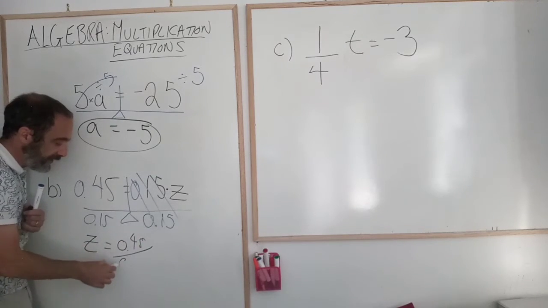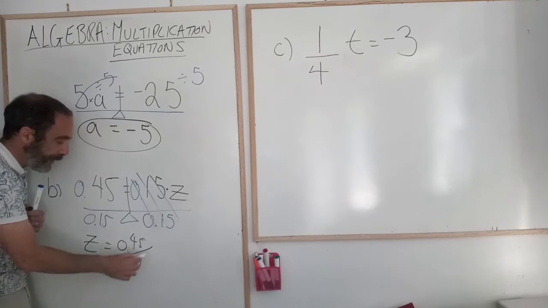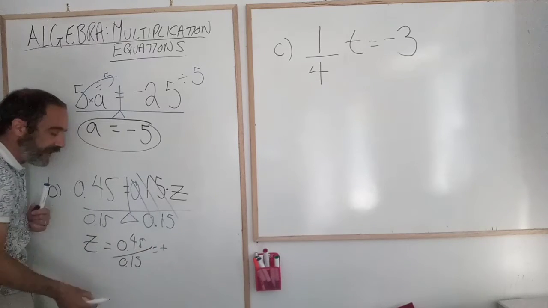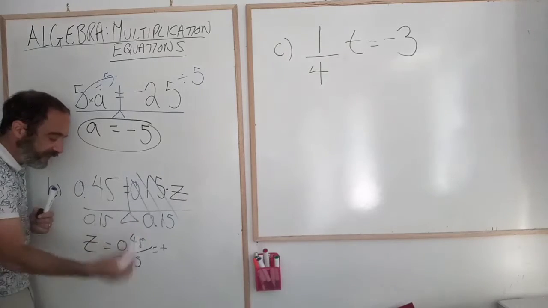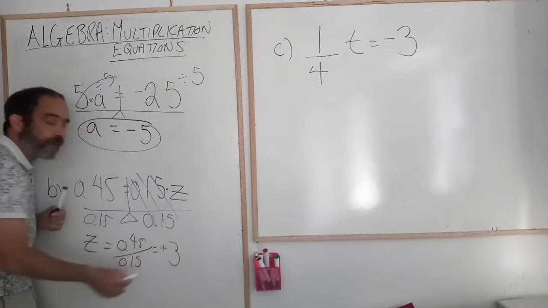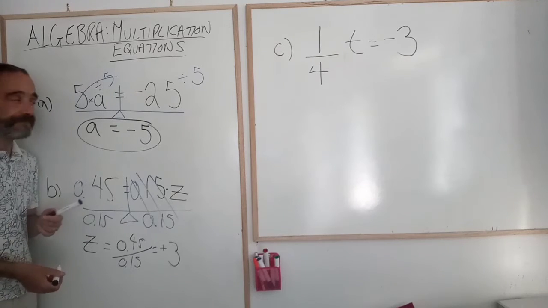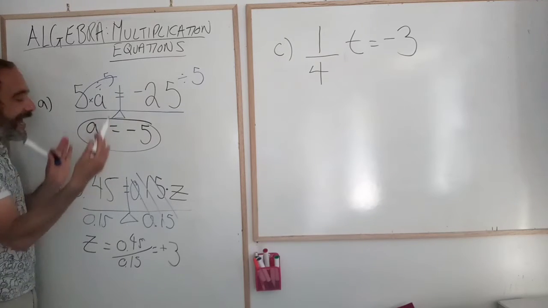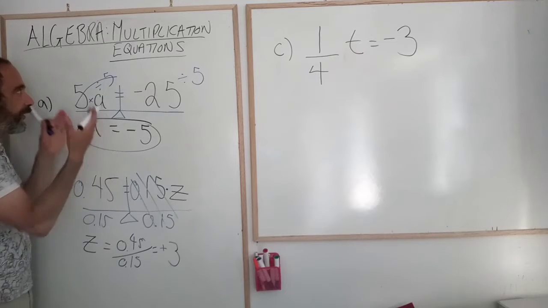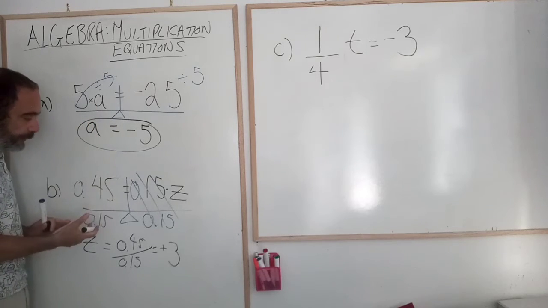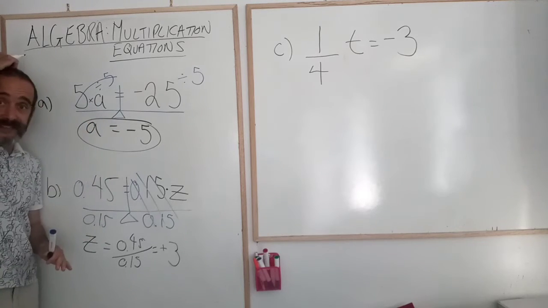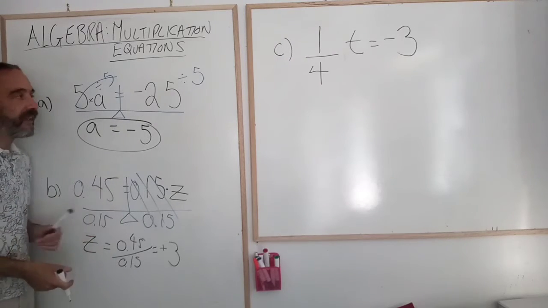0.45 divided by 0.15, a positive divided by a positive is a positive, and 0.45 divided by 0.15 is 3. Okay, so that's an example of a multiplication equation. So these are the classic multiplication equations, right? 5a equals negative 25, decimal 0.45 equals 0.15z. These are the classic ones.